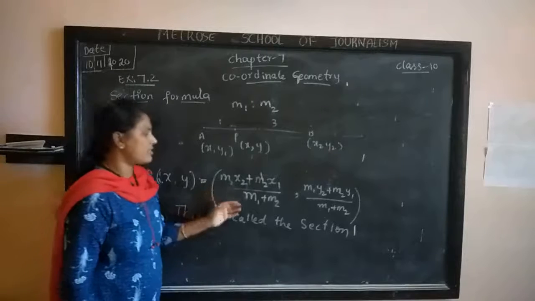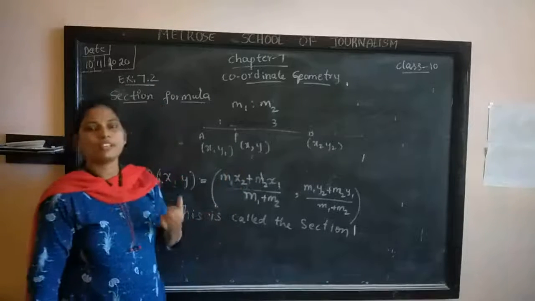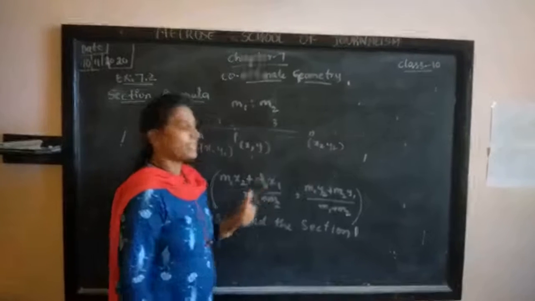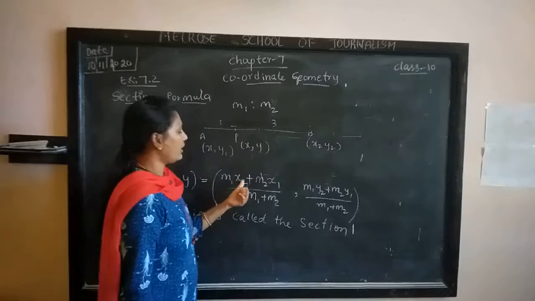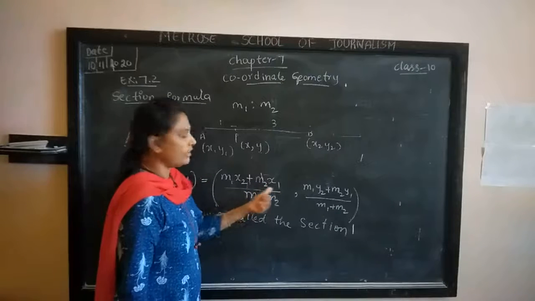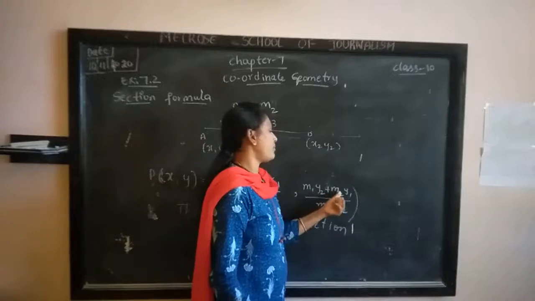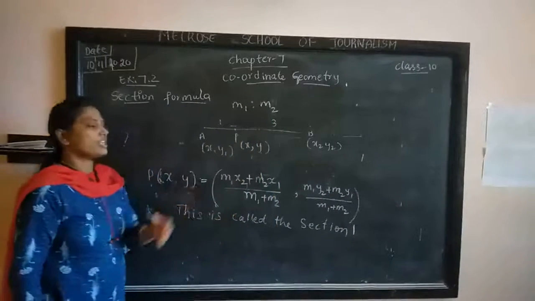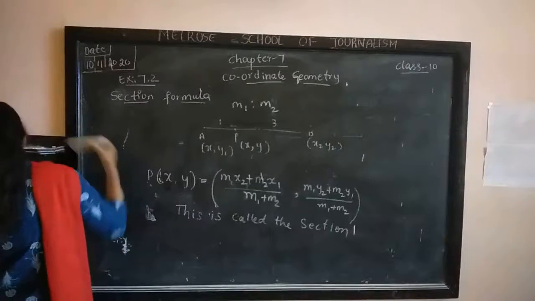The section formula is M1 x2 plus M2 x1 divided by M1 plus M2. What are M1 and M2? M1 and M2 are the ratio in which the line is divided. What are x1 and x2? They are the coordinates. And M1 y2 plus M2 y1 divided by M1 plus M2. This is called the section formula. Clear? We have a special case.